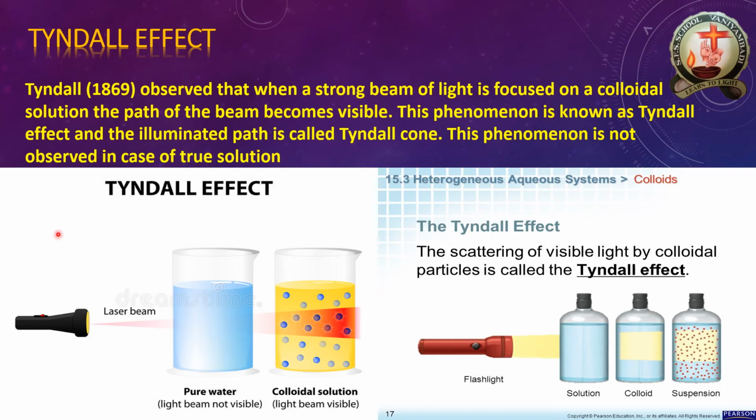Okay, the Tyndall effect was identified by one of the scientists, named Tyndall, in 1869, who observed that when a strong beam of light is focused on a colloidal solution, the path of the beam becomes visible. The path of the beam becomes visible. This phenomenon is known as the Tyndall effect. The illuminated path is called a Tyndall cone.